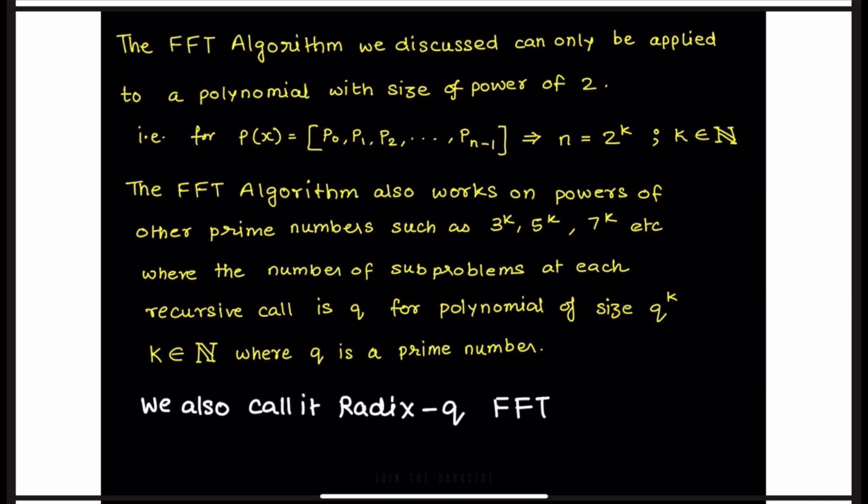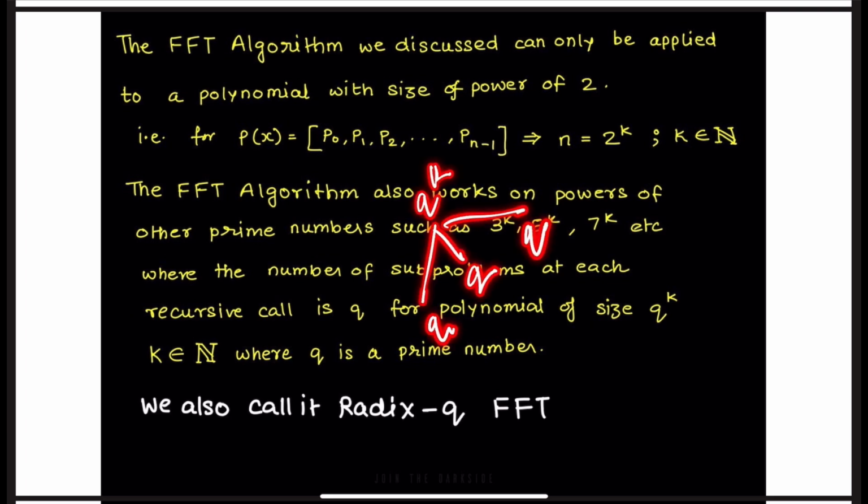Now, what we have discussed was the algorithm for powers of 2, but radix q FFT extends this to powers of other primes such as 5, 7, 3, etc., for a polynomial of size q to the power k. The algorithm divides the problem into q subproblems in each recursive step, efficiently reducing the complexity.